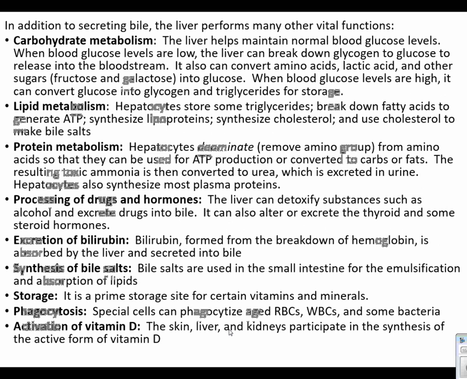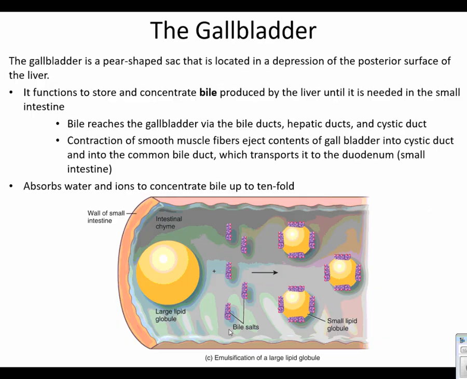Bilirubin is secreted into bile from our liver and comes from the breakdown of hemoglobin. The liver also does synthesis of bile salts for emulsification, storage of things like vitamins and minerals, and phagocytosis of aged red blood cells, white blood cells, and even platelets. Remember, that's like Pac-Man running around chewing stuff up. And then activating vitamin D that we get from the sun, along with our kidneys and our skin. Any questions on any of those organs?